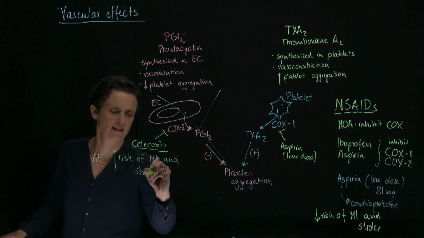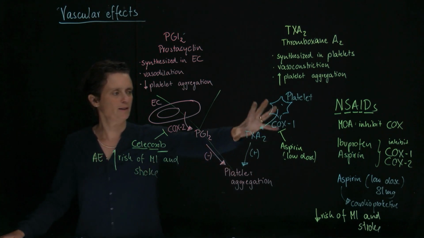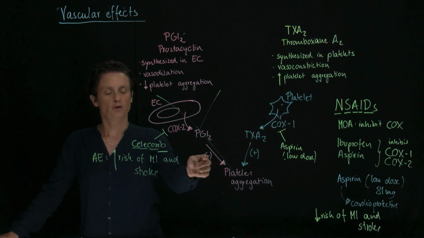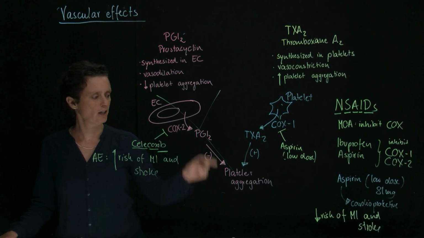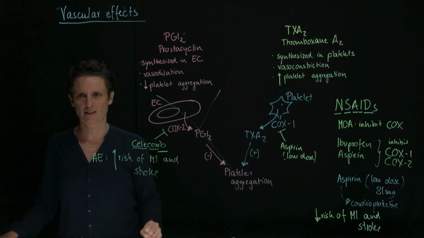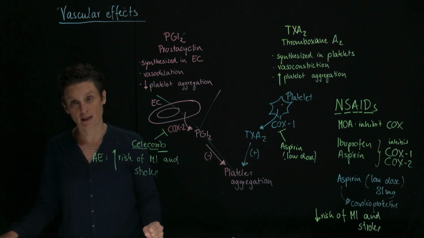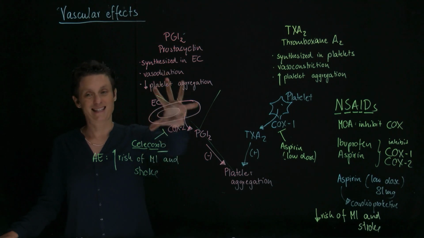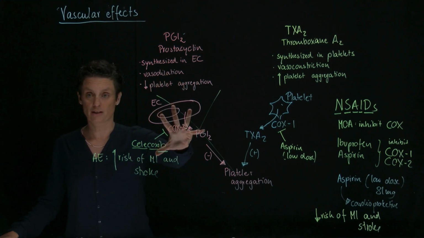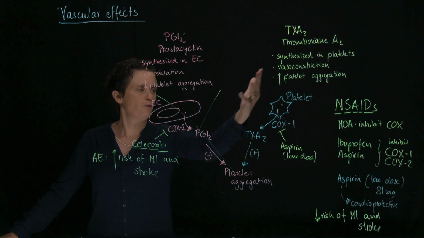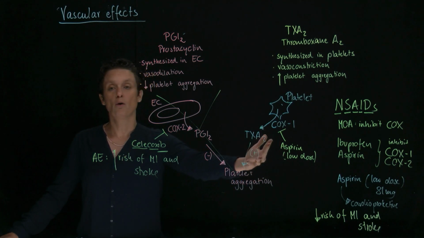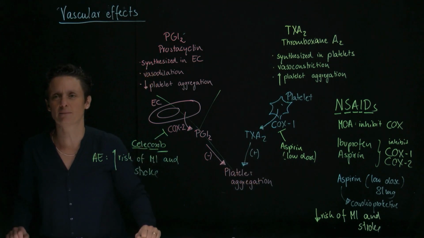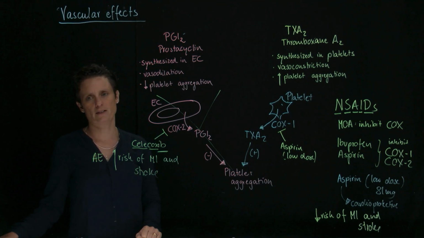So that should make sense. If you wipe out this part of the equation, you're inhibiting platelet aggregation and you have a decreased risk of MI and stroke. That's why we use baby aspirin. If you inhibit this part of the equation with celecoxib, we're going to feature the promotion of platelet aggregation and end up with an increased risk of MI and stroke.